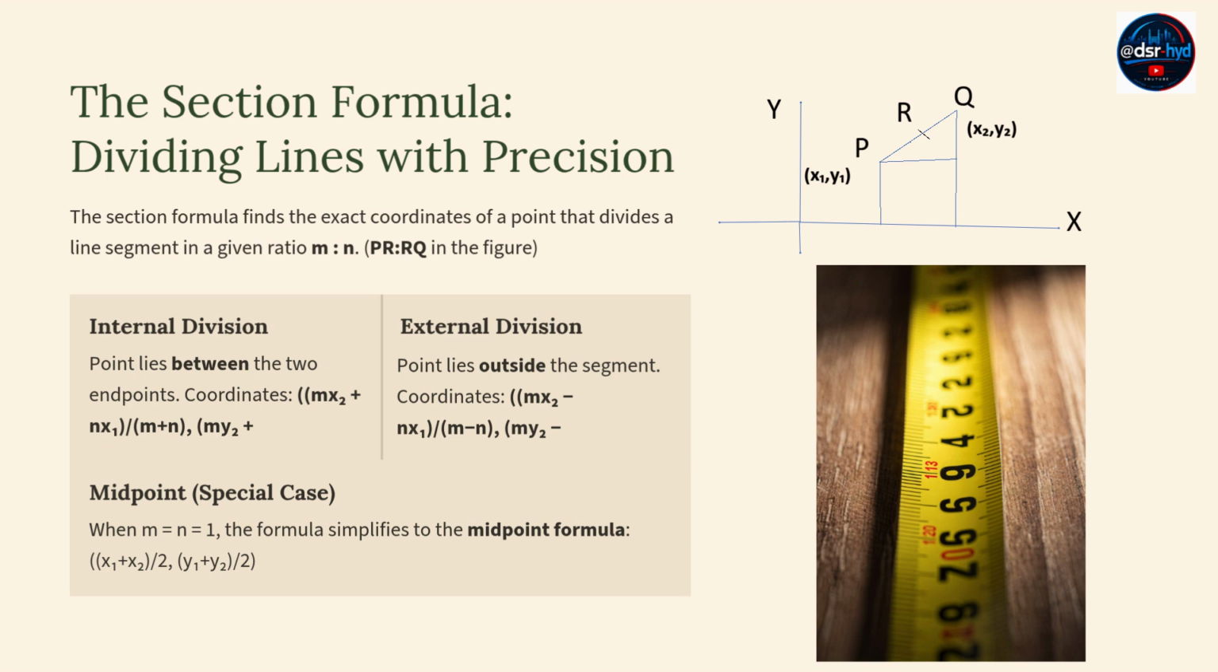Section formula. Sometimes we need to find a point that divides a line segment in a given ratio. For this, we use the section formula. When the point lies between the two endpoints, it is called internal division. When it lies outside the line segment, it is called external division. A special case occurs when the ratio is 1:1. In that case, the point obtained is called the midpoint.